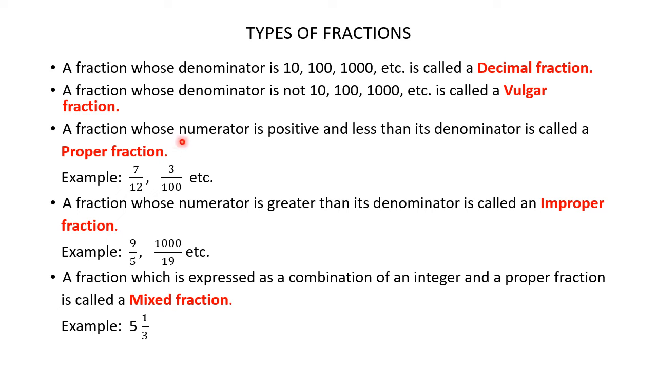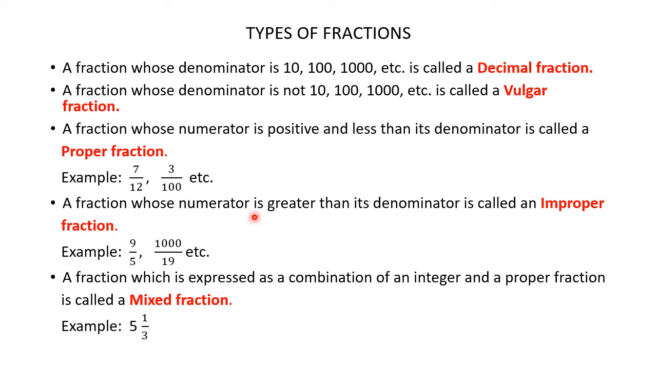A fraction whose numerator is positive and less than its denominator is called a proper fraction. So, a fraction whose numerator is less than its denominator is a proper fraction. For example, 7 by 12 is a proper fraction because the numerator 7 is less than its denominator 12. 3 by 100 is also a proper fraction because 3 is less than 100.